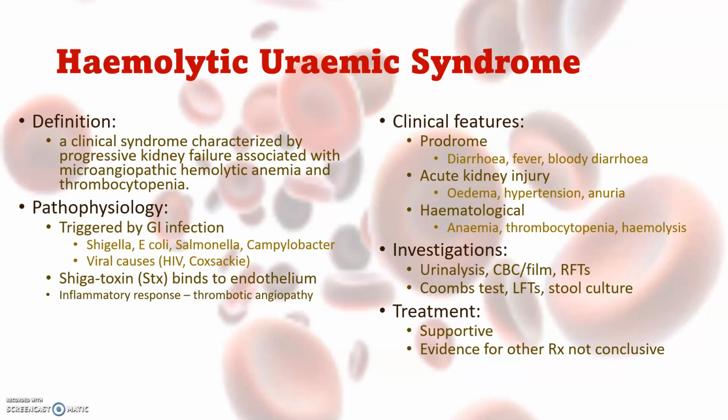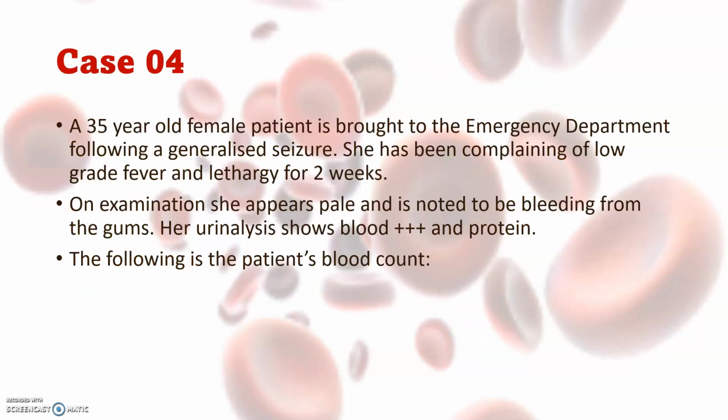Investigations would include urinalysis, blood count, renal function tests, and also investigations for hemolytic anemia. This is a microangiopathic hemolytic anemia, but we need to rule out autoimmune causes, so we'll do things like the Coombs test, liver function test, and of course we can do stool cultures to see if we culture the offending organism. Treatment is mainly supportive. The evidence for the efficacy of other treatments is not conclusive.